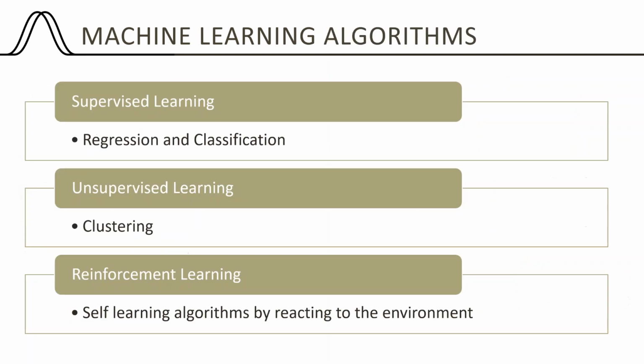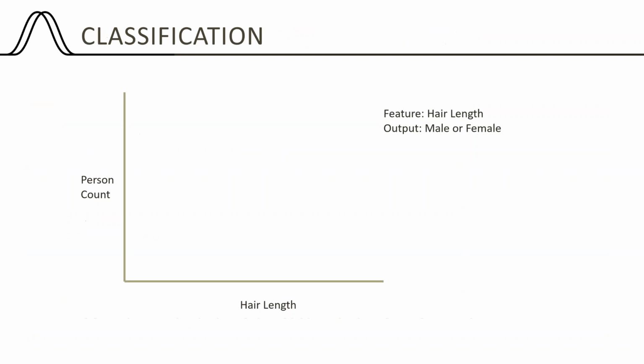Okay, let's see more. What kind of algorithms do we have in machine learning? Mainly we categorize into supervised, unsupervised, and reinforcement learning. In supervised, we have regression and classification. In unsupervised, we have clustering. Just now what we saw is classification, which is supervised learning.